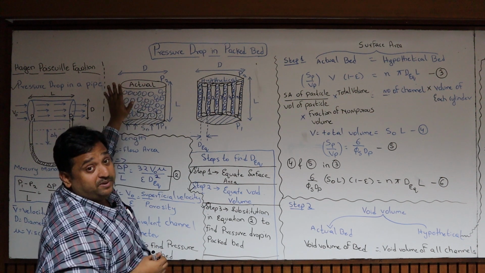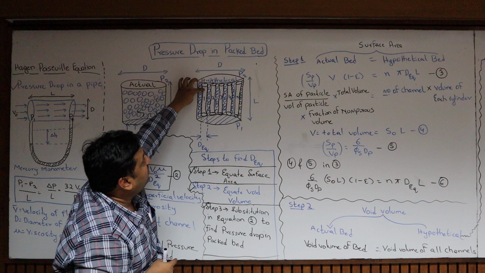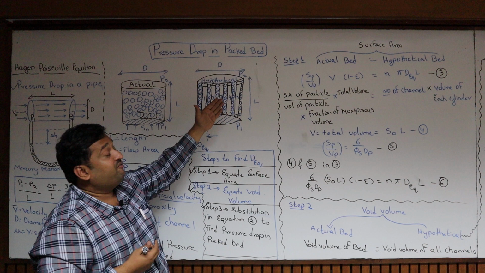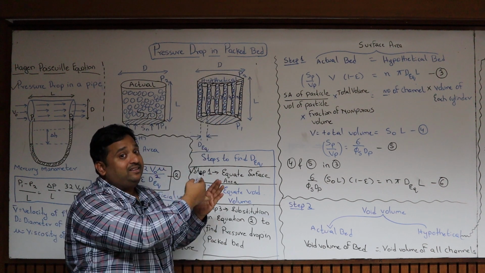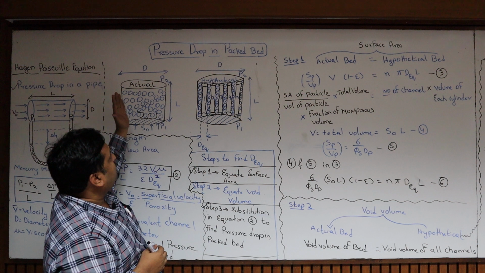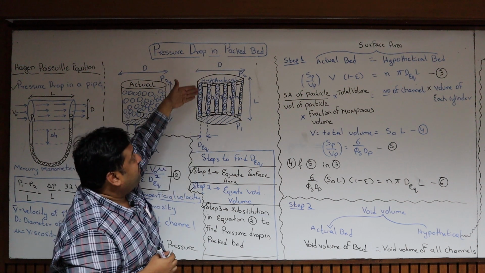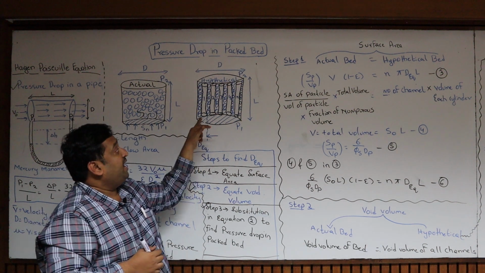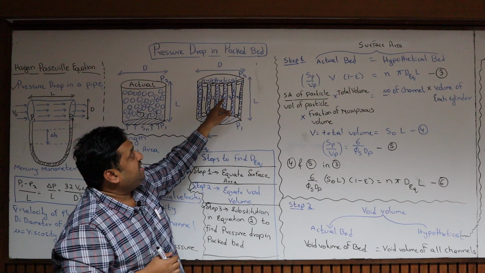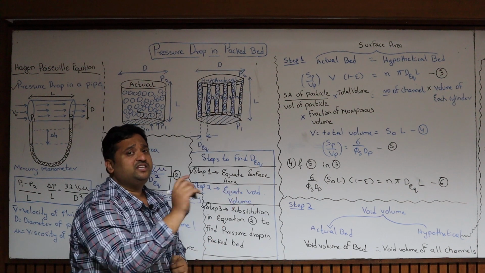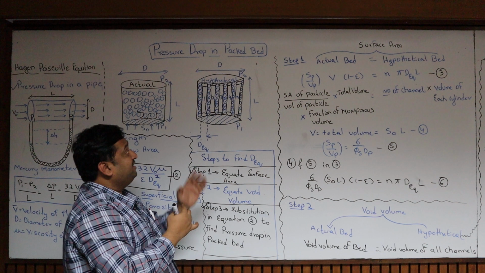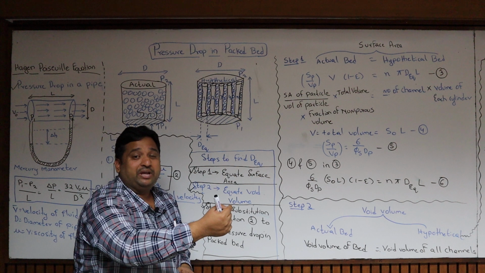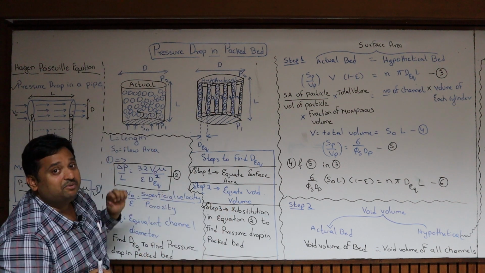The quantity of void spaces in the actual bed should be equal to the quantity of void spaces in the hypothetical bed, because finally we have to measure the equivalent diameter. To do that, this is the procedure. Suppose I arrange the particles in a certain fashion, and I have some equivalent diameter D, and such channels are there, 1, 2, 3, 4, 5, up to n channels. There is no specific diameter as such. There are n channels available in this hypothetical bed, in which I have to calculate the equivalent diameter.